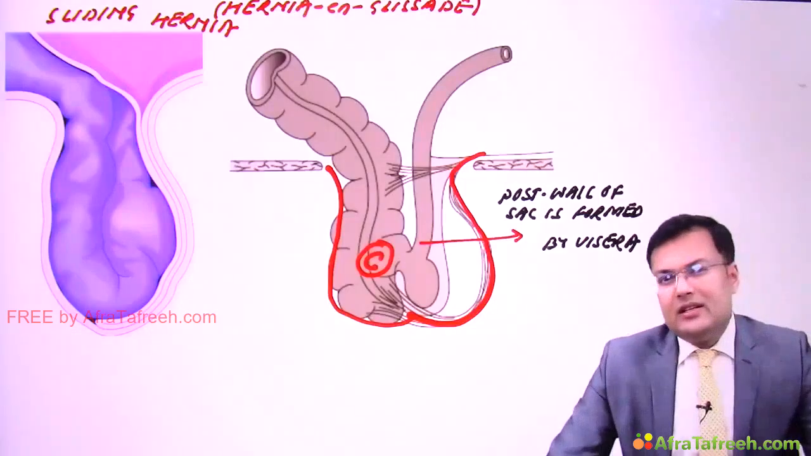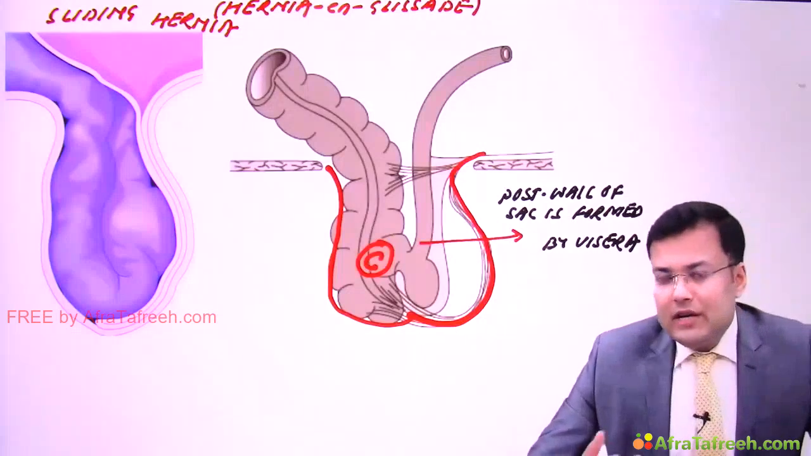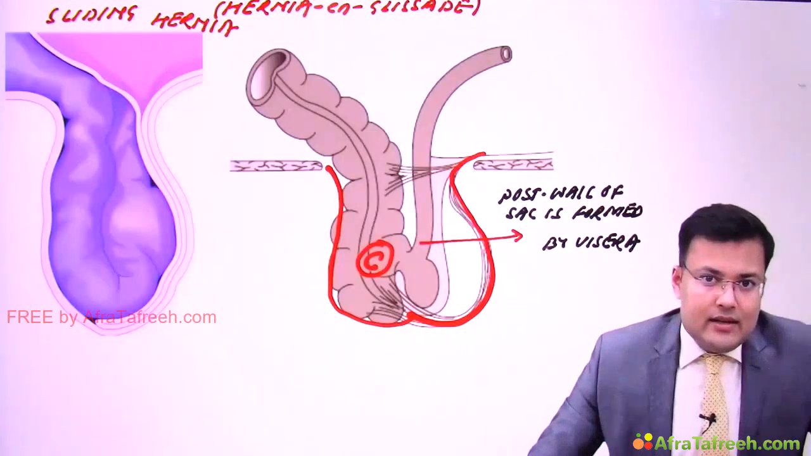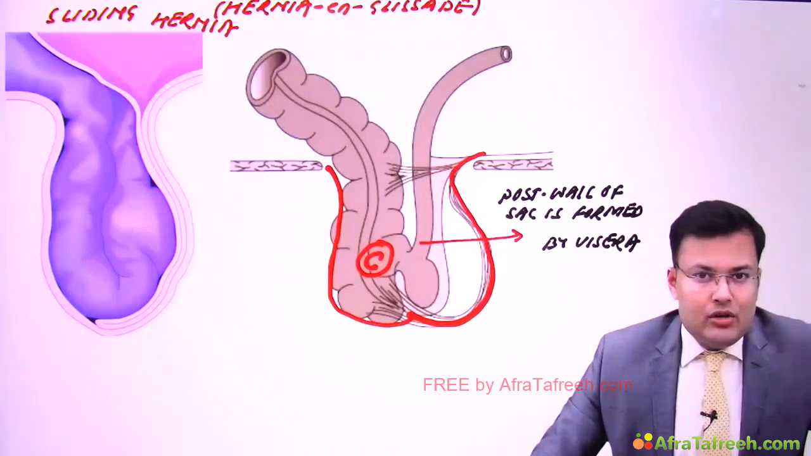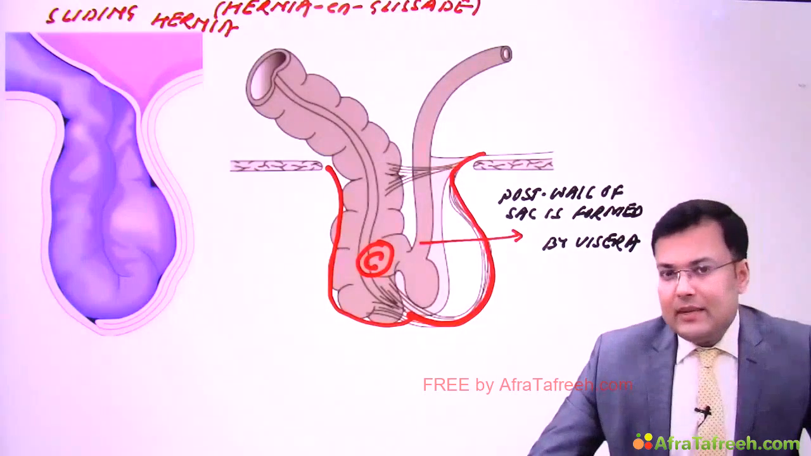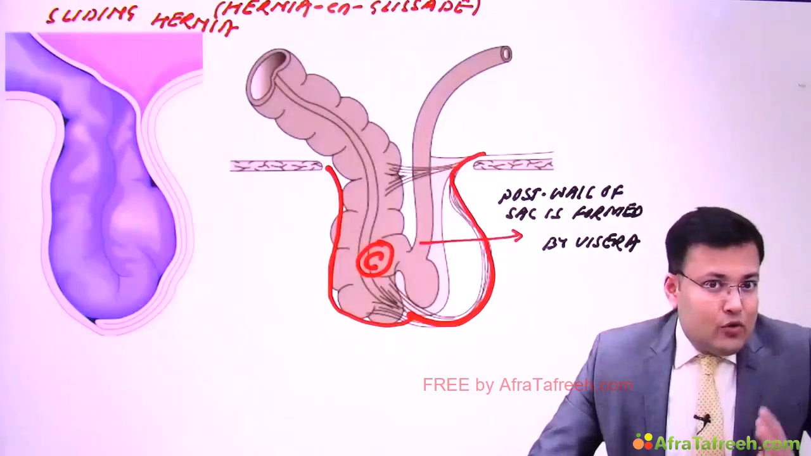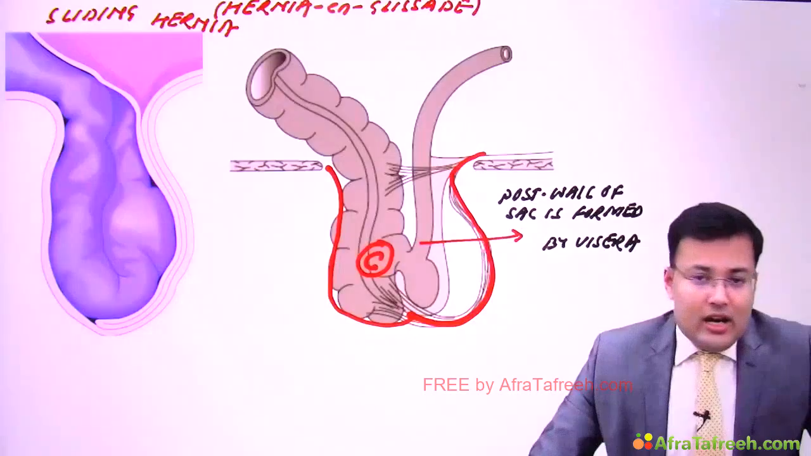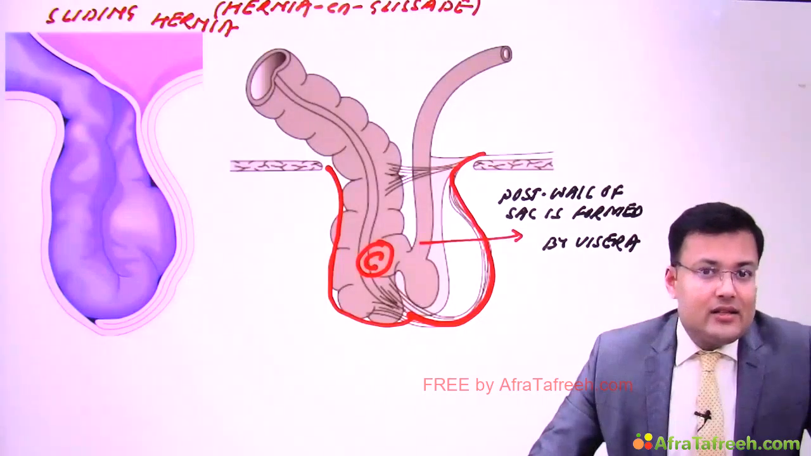Simple. Generally this sliding hernia is more common in males, and generally it is more common on left side. So which part of large bowel is mobile on left side? It is the sigmoid colon. So the most common content is sigmoid colon. So overall, what's the most common content of sliding hernia? It is the sigmoid colon.